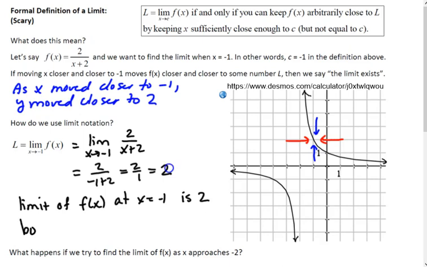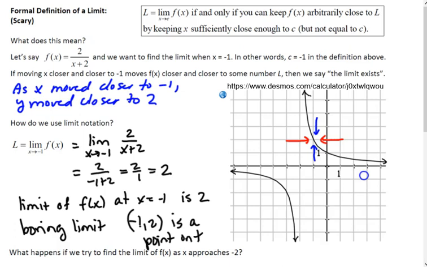This is the boring limit, because we really didn't need to use a limit to figure out that when x gets close to -1, y gets close to 2, because that's just a point on the graph. (-1, 2) is a point on the graph. Having talked about what happens when we move towards a point in both the x and y direction, let's look at some more interesting ones now.